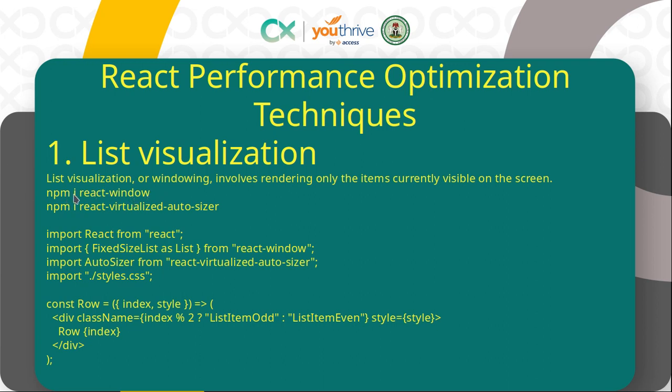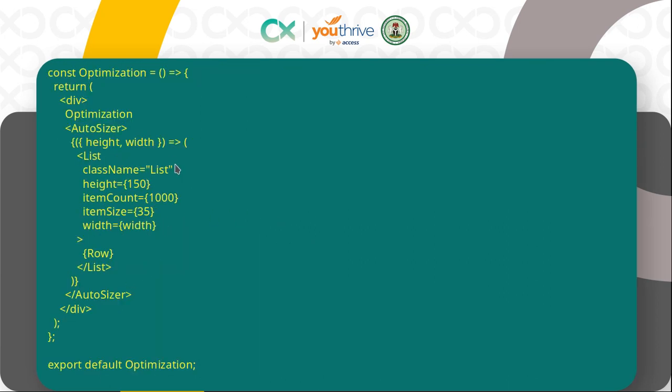So this is a package. We are going to install these two packages: npm install react-window and react-virtualized-auto-sizer. Then we are just going to copy this code exactly the way it is, and then we are going to see how it works.